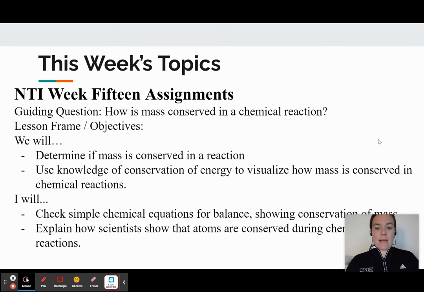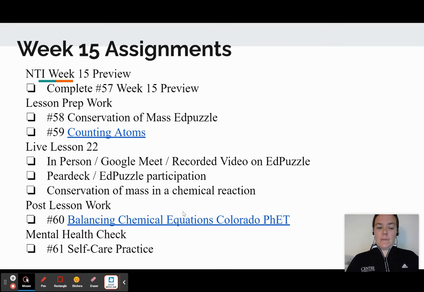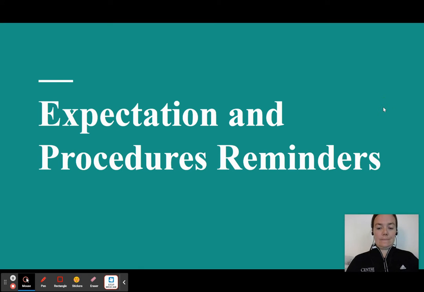This week, we're talking about how mass is conserved in the chemical reaction. So kind of carrying over what we discussed last week with energy and applying it to this law of conservation of matter. There are 5 assignments this week. I hope that you had at least gotten a start on 57, 58, and 59 before coming here now. All 3 of those assignments are supposed to be done before we do this live lesson. There's 2 new assignments posted for after this lesson. One is the mental health check assignment this week, which is about self-care, and number 60, which is a Colorado PhET guided form having you go through a simulation working on balancing chemical equations.